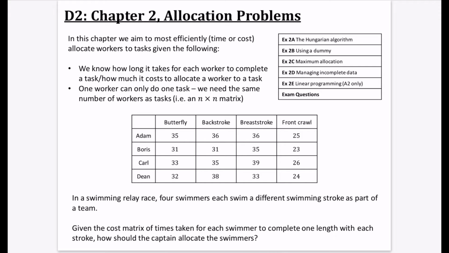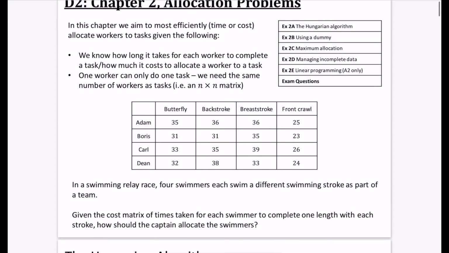So this is kind of the motivation for this problem: we've got these 4 swimmers here, and in a swimming relay race, 4 swimmers each swim a different swimming stroke as part of a team. There's the butterfly, backstroke, breaststroke, and front crawl. And given this cost matrix of the times taken for each swimmer to complete one length with each stroke, how should the captain allocate the swimmers? So they need to try and say, okay, well, Adam's going to do backstroke, Boris will do butterfly, Carl will do breaststroke, and Dean will do front crawl.